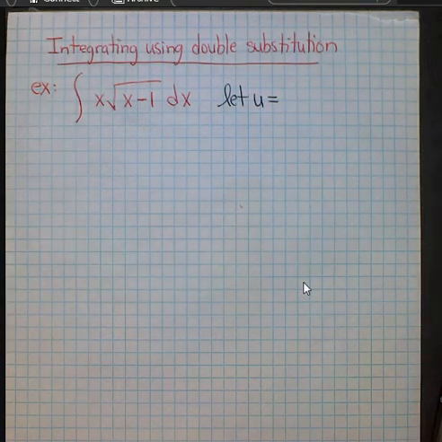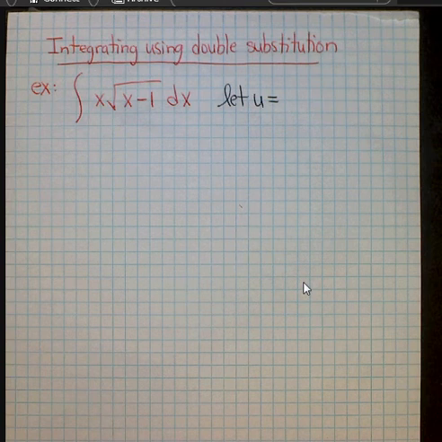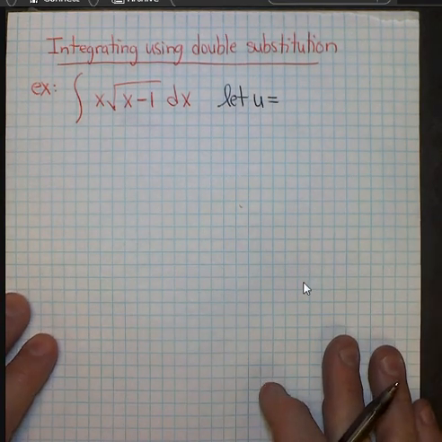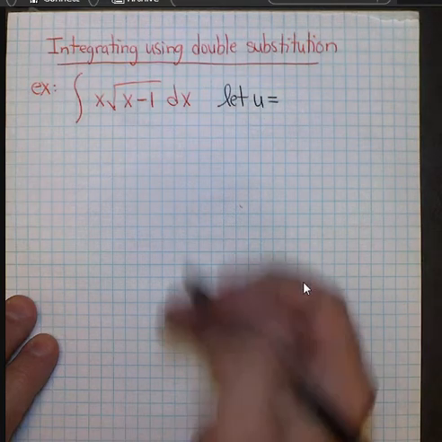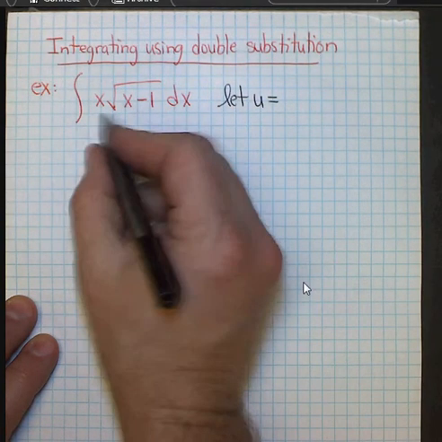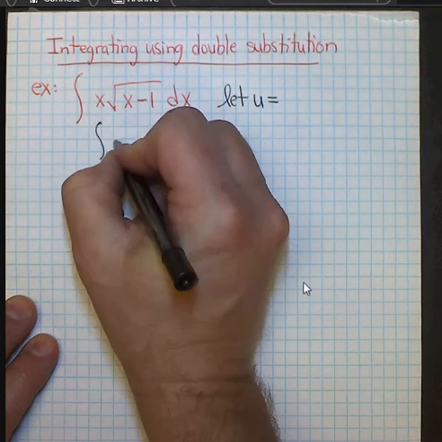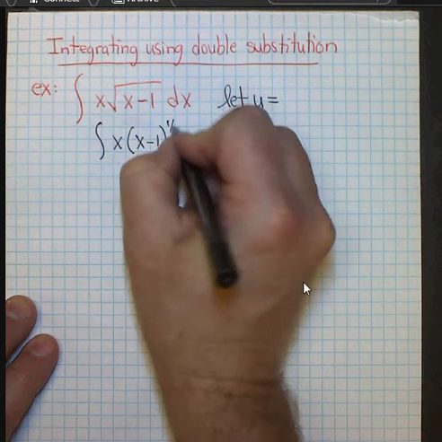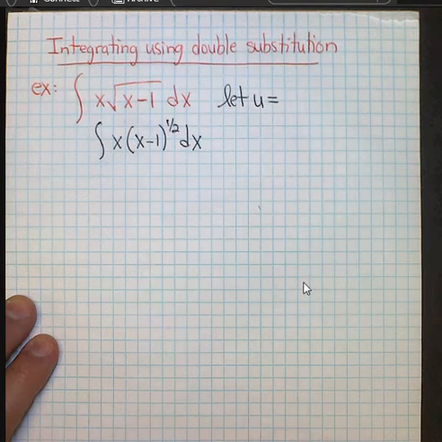Okay, we're going to integrate using a double substitution step. Here's a first example of an example we went over in class, but this is just in case you want to see it at home. When I look at this integral, I'm going to rewrite it as x times (x minus 1) to the 1/2 power. All right, we know why we do that.